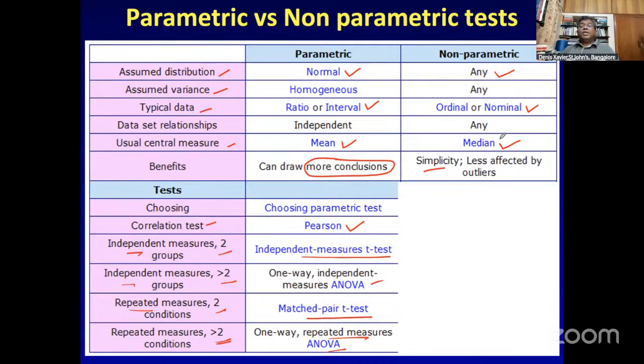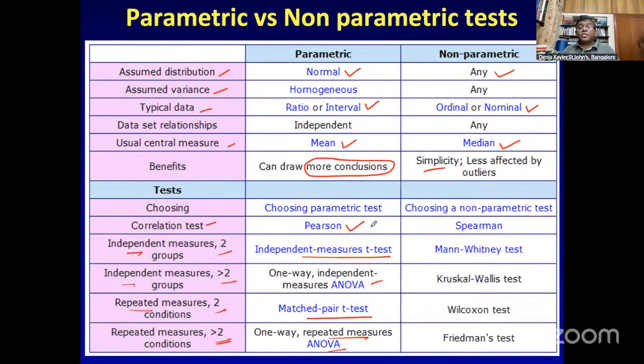So for non-parametric, what are the equivalents? Instead of Pearson's, we use Spearman's. I'm sure you'll have seen these tests. These are all very common fellows who keep appearing in your journal articles. Then the Mann-Whitney U test. Then the Kruskal-Wallis test, the non-parametric equivalent of the ANOVA. Then the Wilcoxon's signed rank test, or just Wilcoxon's test. Then Friedman's test, the equivalent of the repeated measures ANOVA.